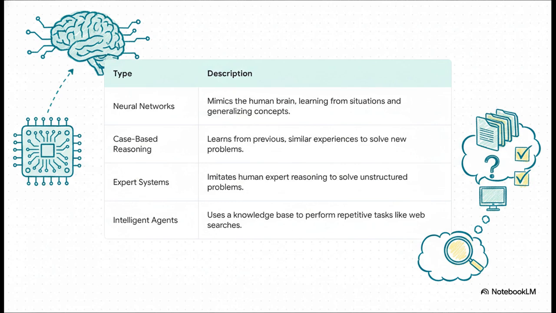It's a whole family of different technologies. For example, you have neural networks that try to copy the structure of the human brain. And then you have something called case-based reasoning, which is basically a computer saying, I've seen a problem like this before, and here's how I handled it last time.